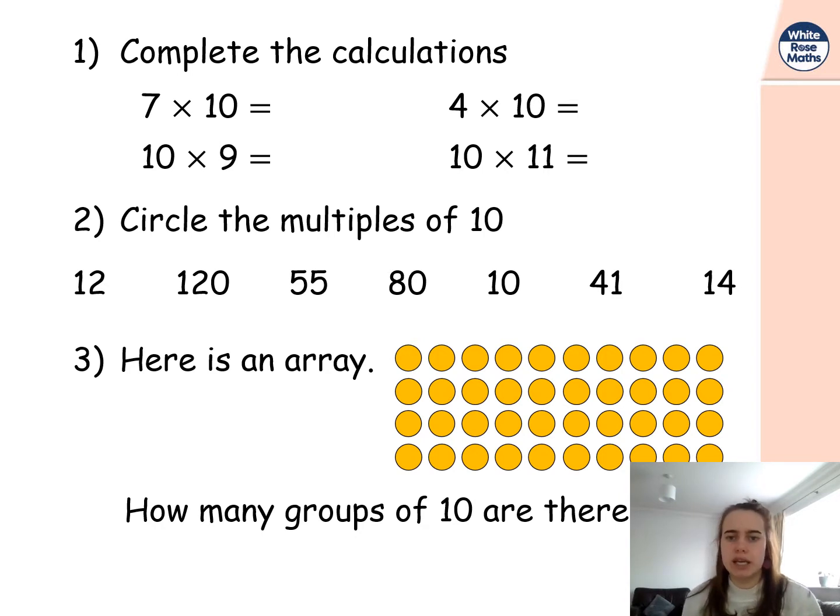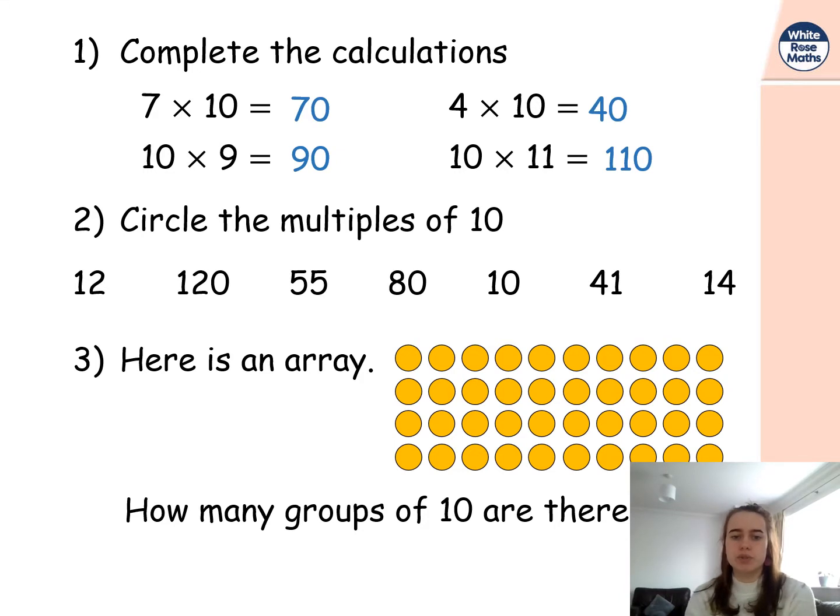7 times 10 is 70. 4 times 10 is 40. 10 times 9 is 90. And 10 times 11 is 110. So there we go. Check your answers. Did you get those right?